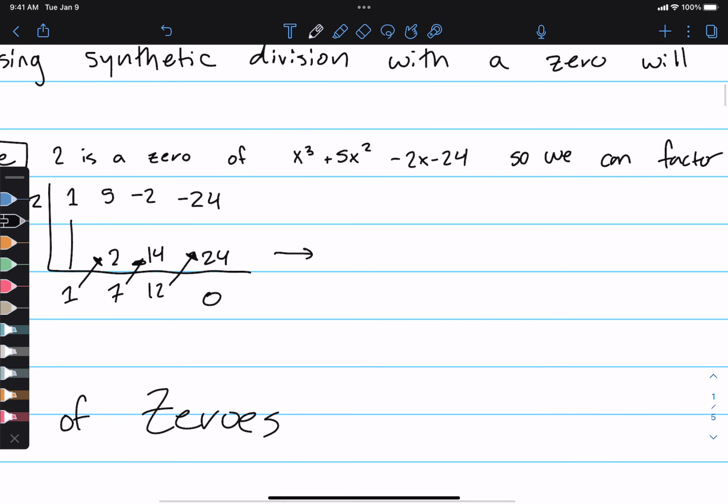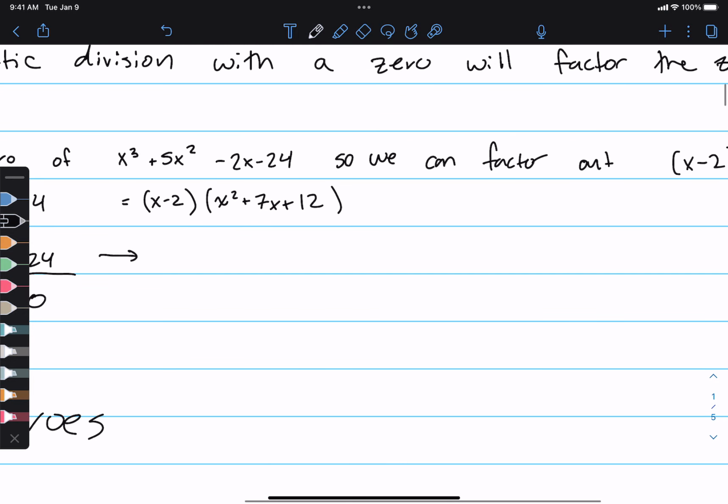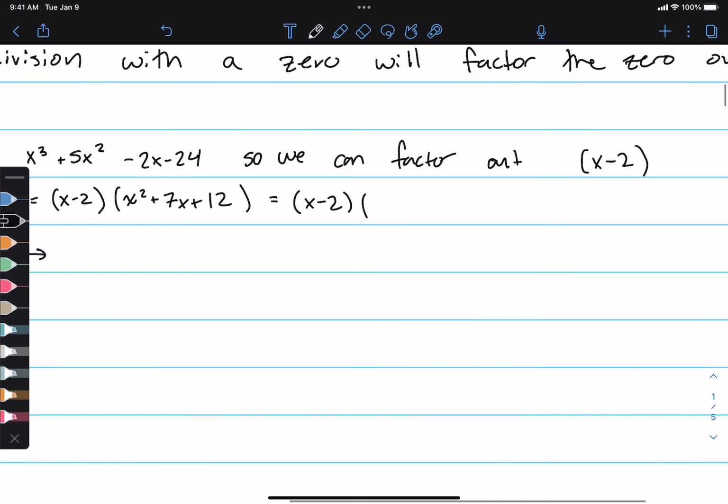And so this means that x cubed plus 5x squared minus 2x minus 24 is going to be equal to our factored out term, so x minus 2, times the quotient. So that's x squared plus 7x plus 12. And what we're going to use a lot in this chapter is then further simplifying this. So we can use any regular factoring methods that we want to realize that that second term is going to be what two factors of 12 add up to 7? That's going to be 3 and 4. So x plus 3 times x plus 4, excuse me. And so that means our zeros are going to be 2, negative 3, and negative 4.